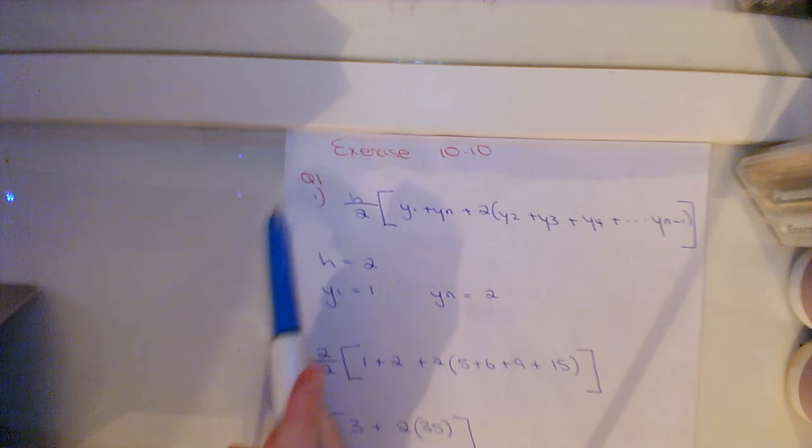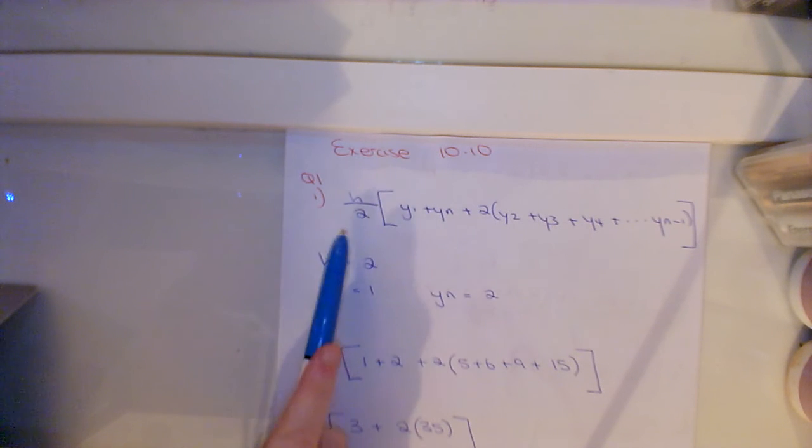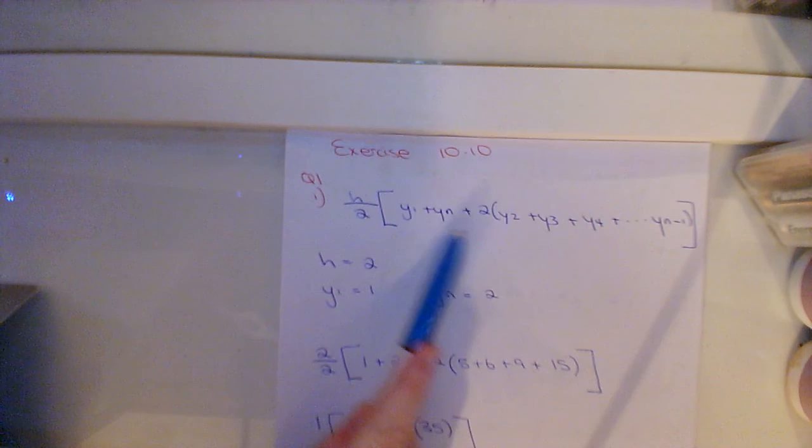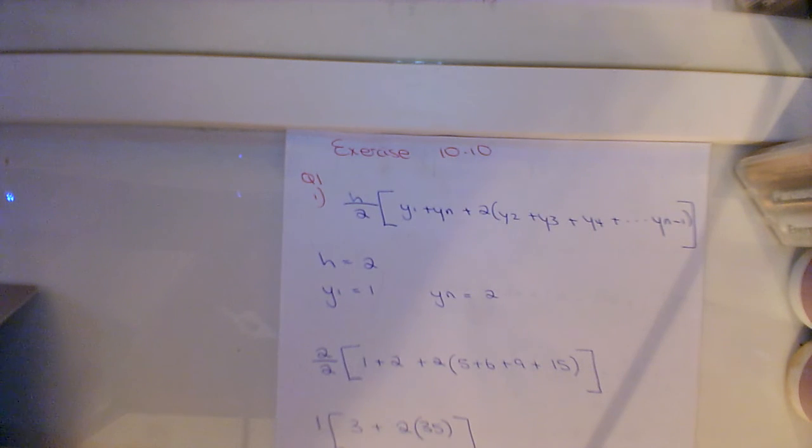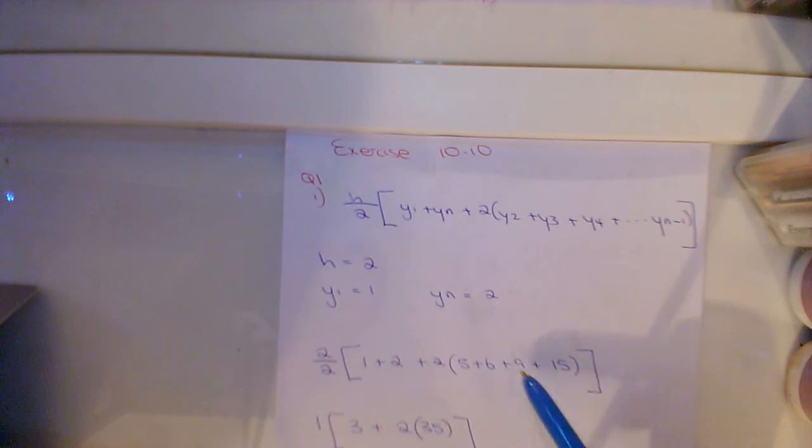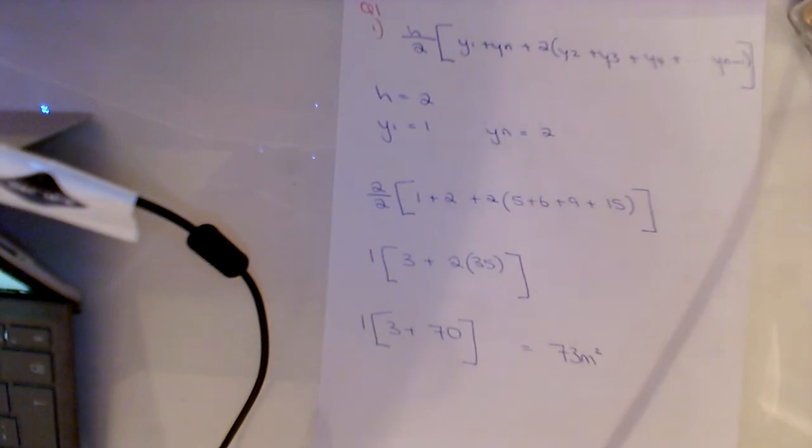Exercise 10.10, the solution. Question 1, part 1. My formula for the trapezoidal rule is h over 2 bracket y1 plus yn plus 2 times y2 plus y3 plus y4 plus yn minus 1. In question 1, my h is 2, my first value y1 is 1, and my last value yn is equal to 2. Filling into my formula, I have 2 over 2 bracket 1 plus 2 times all the heights in between. I have 5 plus 6 plus 9 plus 15, and I get 1 bracket 3 plus 2 times 35, and I'll get 1 bracket 3 plus 70, and I'll get my answer to be 73 meters squared.